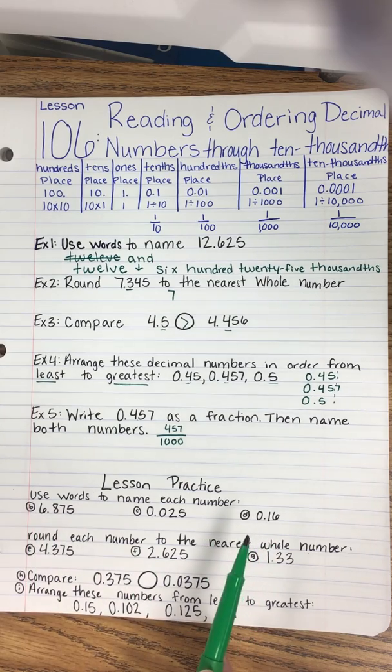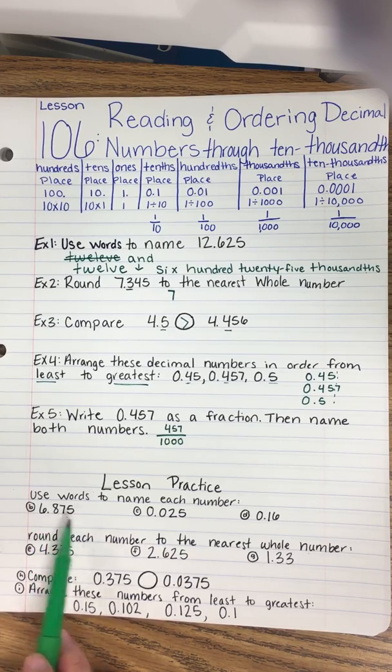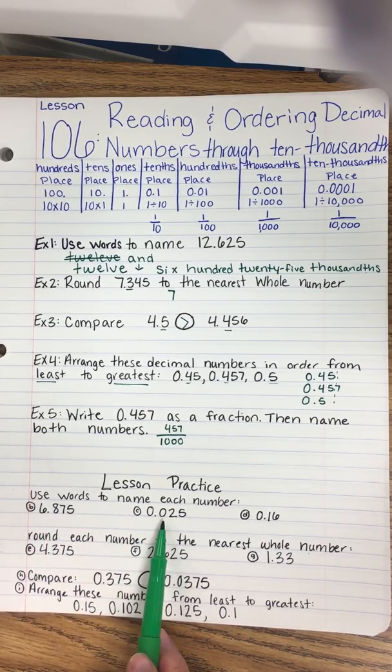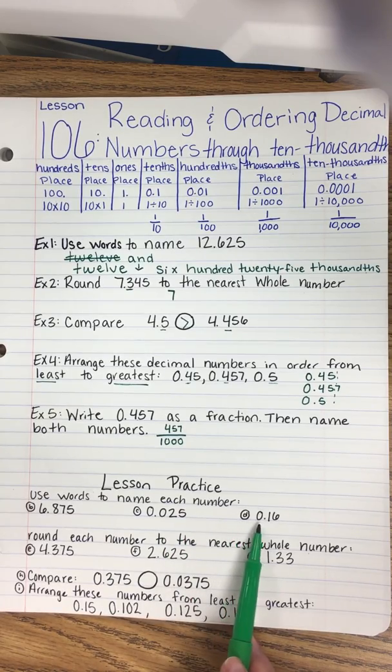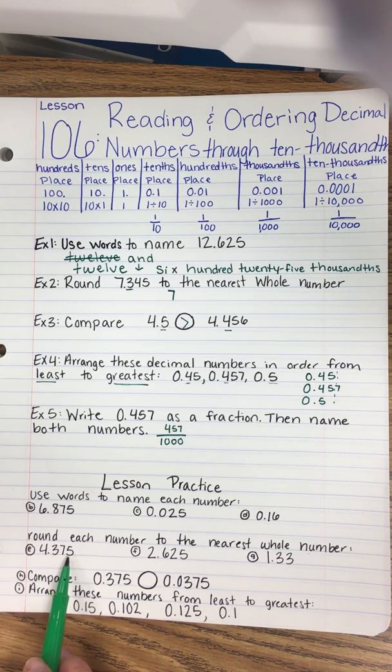So it says, use words to name each number. I'm not going to say these numbers correctly because then I would be giving you the answers, but you have B, 6 decimal point 875. For C, you have 0 decimal point 025. D, 0 decimal point 16. And then the directions for this one is round each number to the nearest whole number. You have for E, 4 decimal point 375. F, 2 decimal point 625. G, 1 decimal point 33. And then for H, you're comparing 0.375, my compare circle, 0.0375.